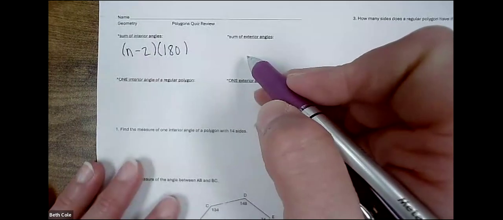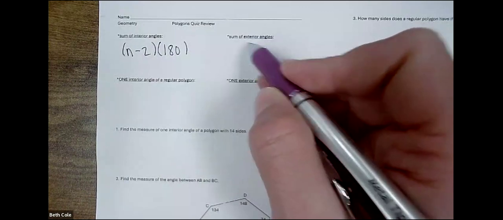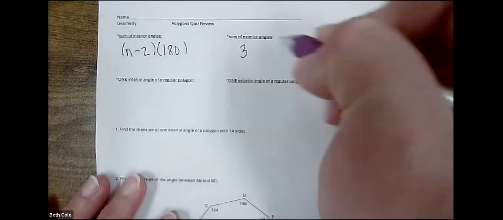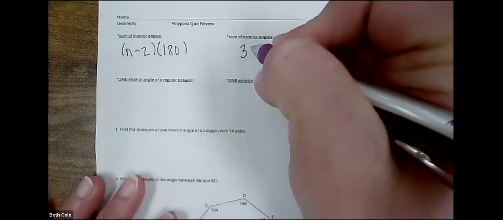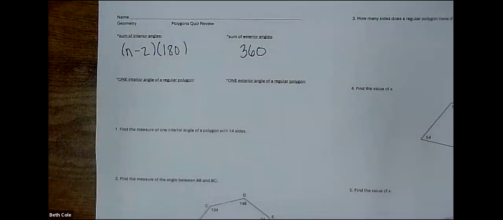Exterior is not even a formula. It's literally just a number. That's the answer. What did the exterior add up to? It's 300 and something. 360. Good job. All right, so exterior is literally just 360.